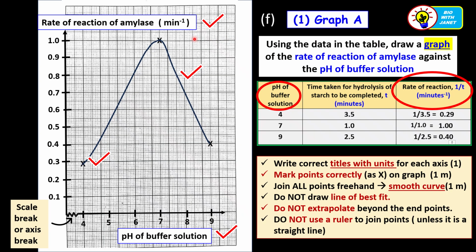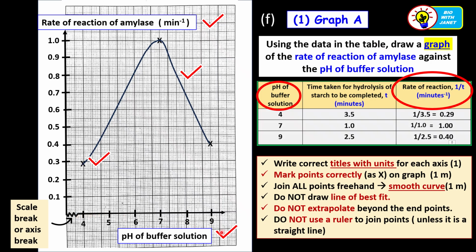So this is the graph of the rate of reaction of amylase against the pH of the buffer solution. For the vertical axis, we write down at the top here, rate of reaction of amylase. Just copy exactly from the question and then put in the units, which is per minute. Without the units, 1 mark will be deducted. And then the horizontal axis is pH of buffer solution. No units here. Right, next.